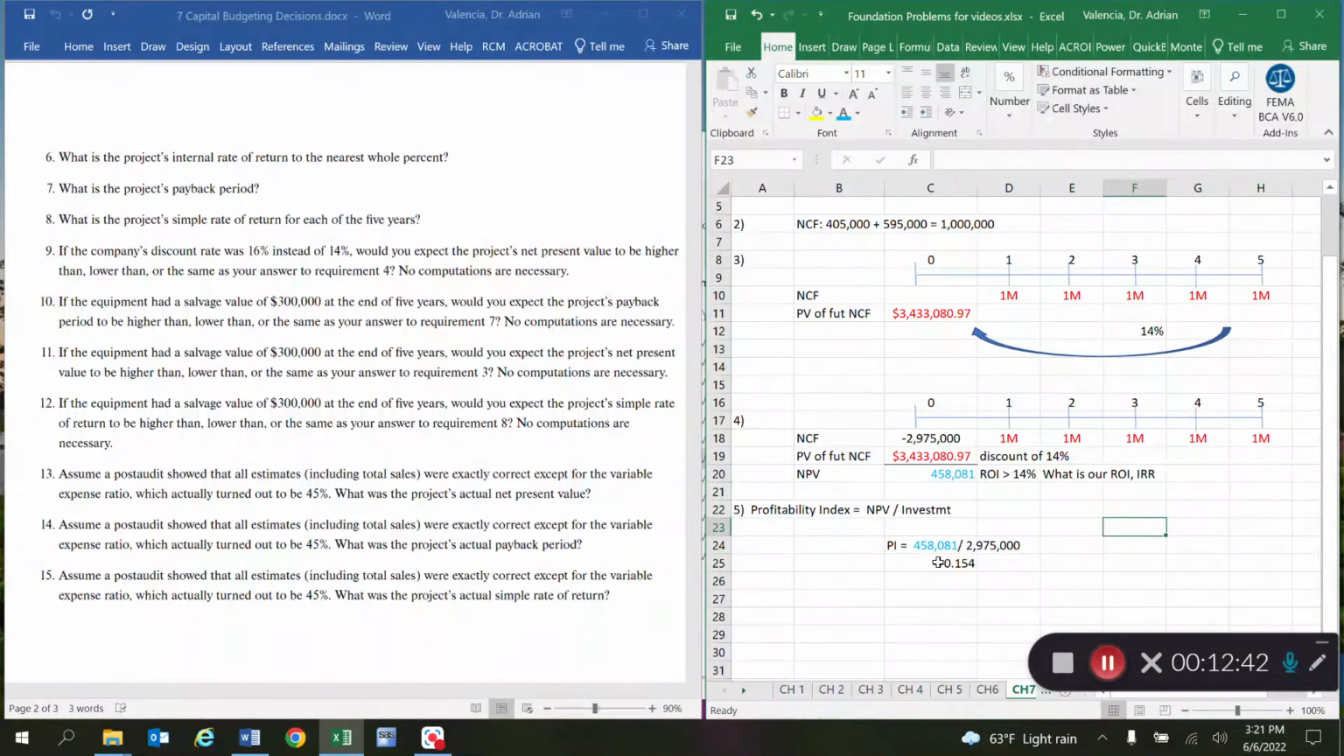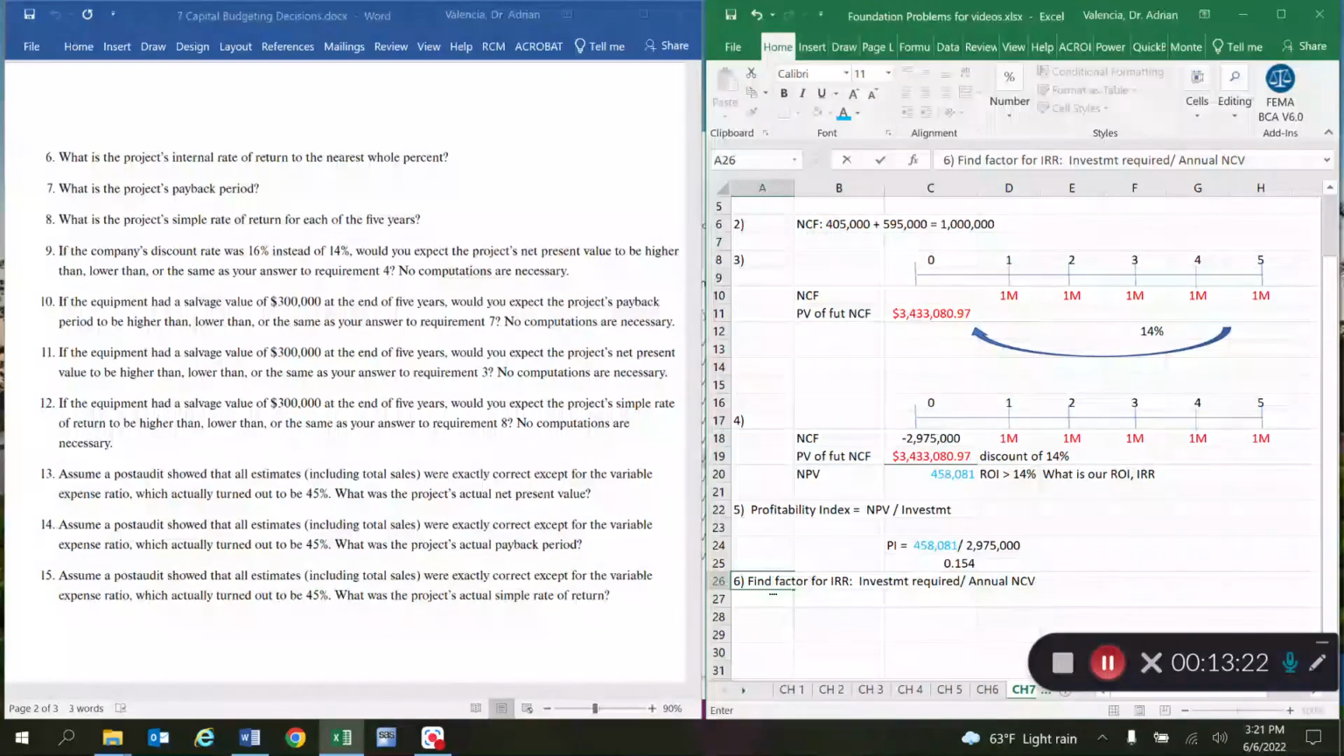Okay, so the way we're going to do that in number 6 is a little bit old tech in the way we're going to approach it, but there is an Excel way of doing it. But first, let me just show you. You find the factor. Okay, so find factor for internal rate of return, and the way you find that is get your investment required, in this case 2.975 million, and then divide it by the annual cash flow. Okay, so in this case that was 100,000.